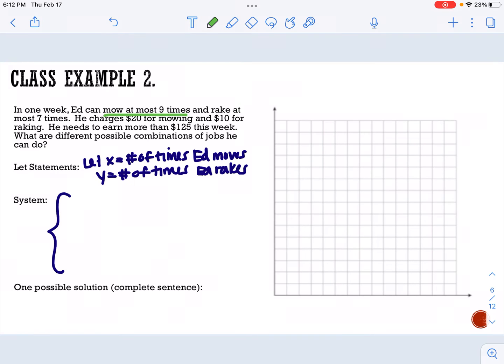And if x represents the number of times that Ed wants to mow, it needs to be anywhere between 0 times to 9 times. So that's our domain restriction right here. I'm going to write that as a compound inequality: x must be greater than or equal to 0, and it must be less than or equal to 9. It has to be somewhere between 0 and 9.